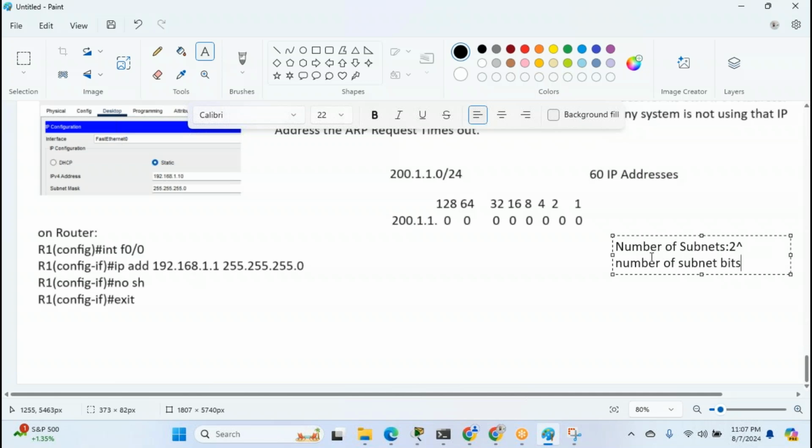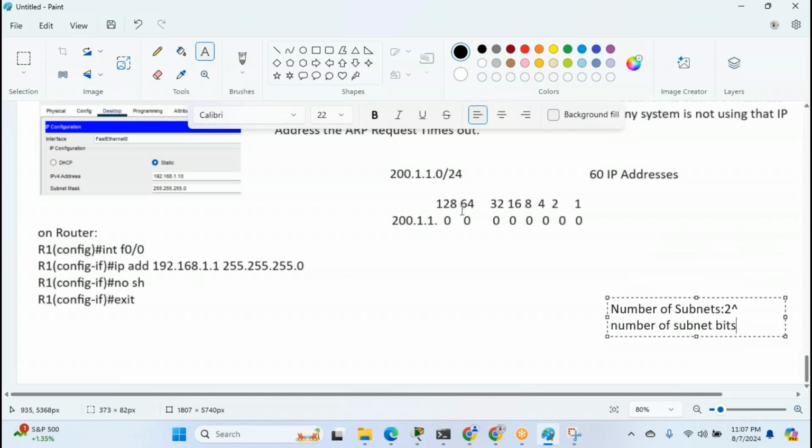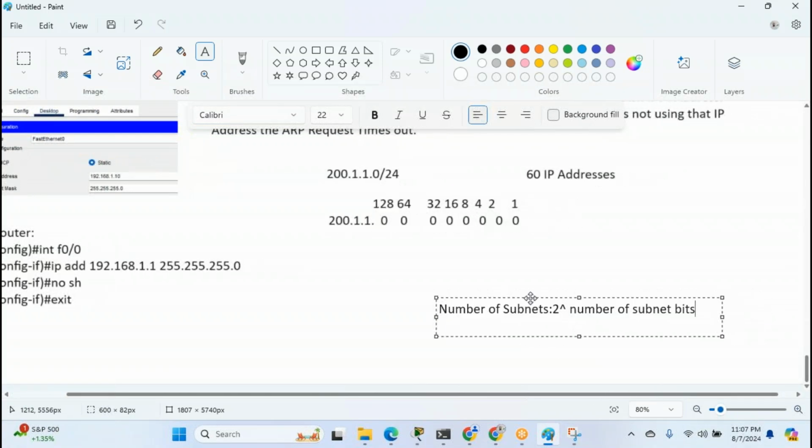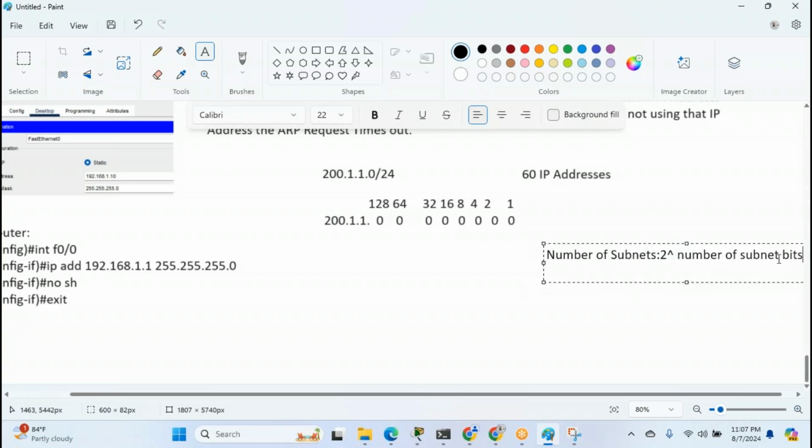So we are doing the subnetting of 2 bits, 1 and 2. So that's why we can write it as 2 raised to the power 2. So the result equals 4. It means we will have 4 subnets. Now we have to write down the possible combinations in those 4 subnets.